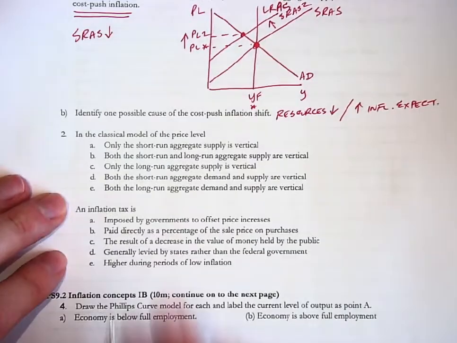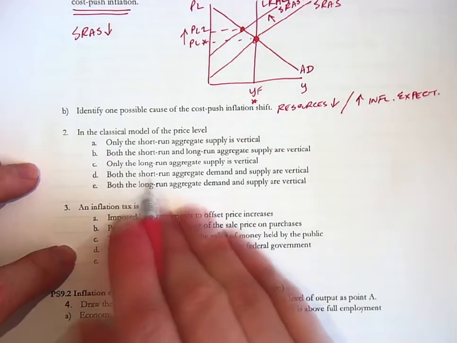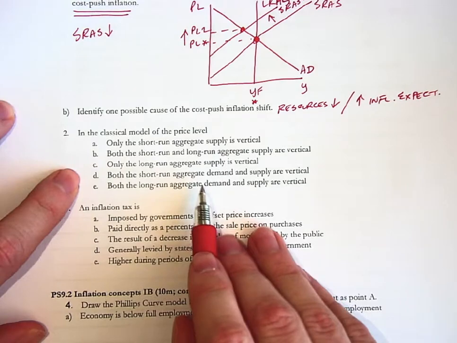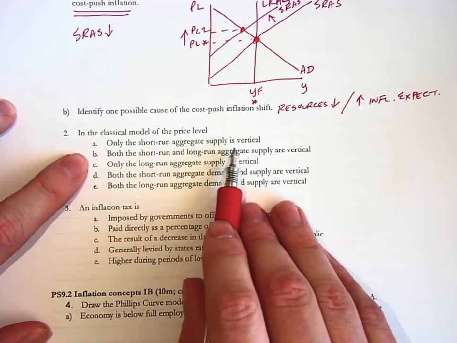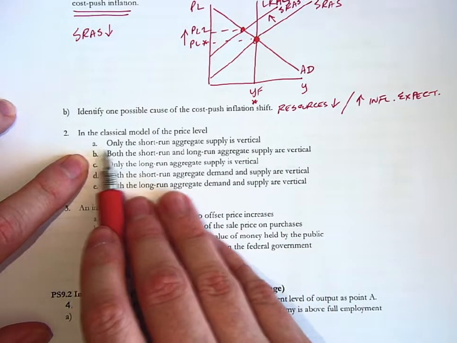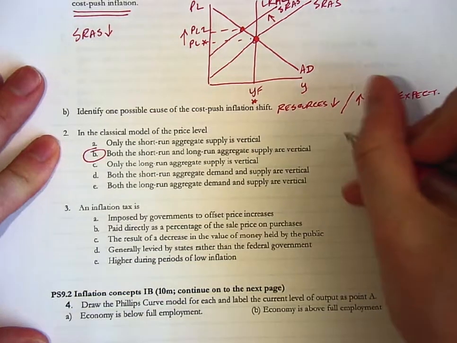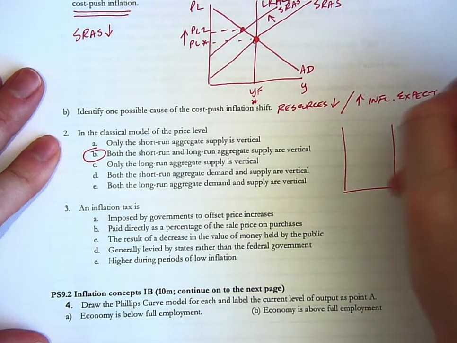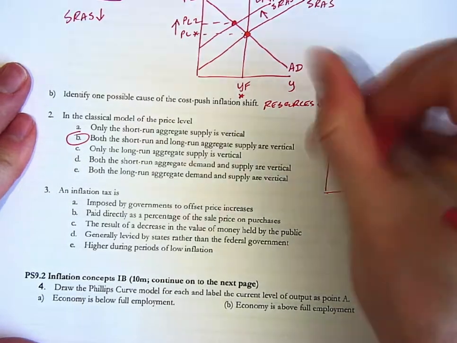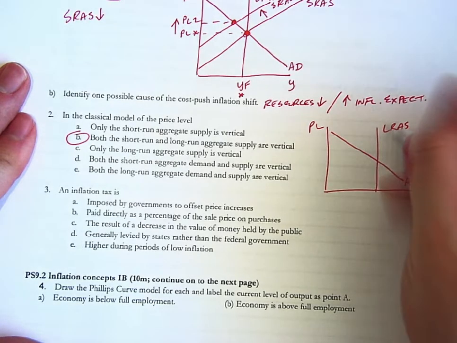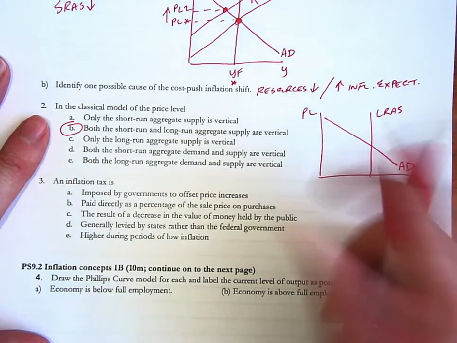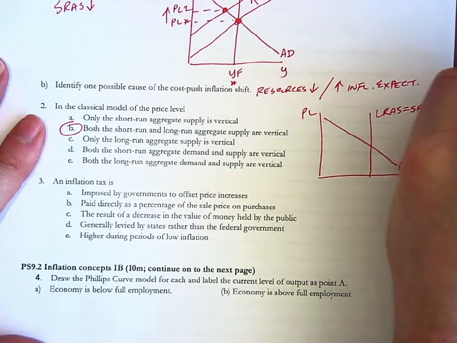So, question 2 is a multiple choice along with 3. In the classical model of the price level, and this is kind of a difficult question, we'd say that both of the aggregate supply curves are vertical. In the classical model, you really only have one aggregate supply curve, and it looks like this. It's just LRAS, and that's the same as the short run, and then you have aggregate demand. The classical model says all the prices of the inputs are flexible, and so you don't have a short run aggregate supply curve that's upward sloping. These two are the same thing.